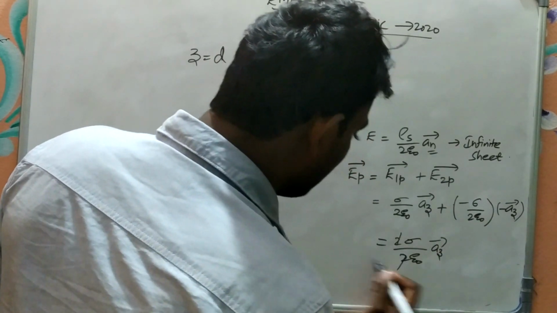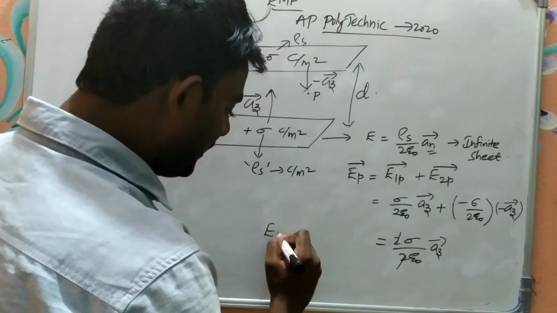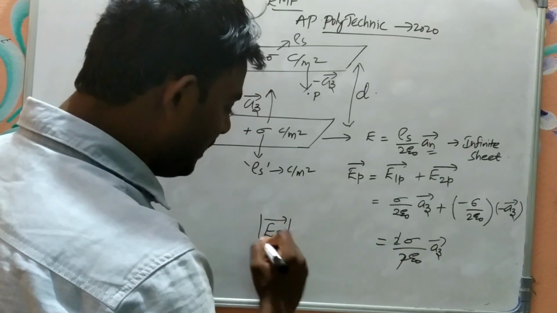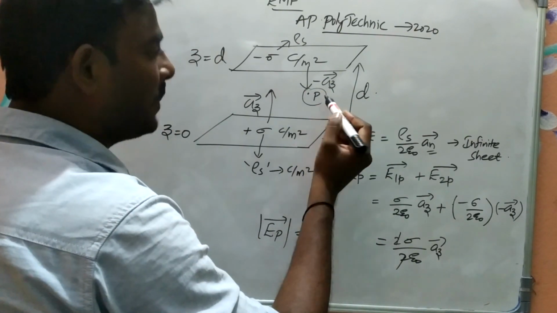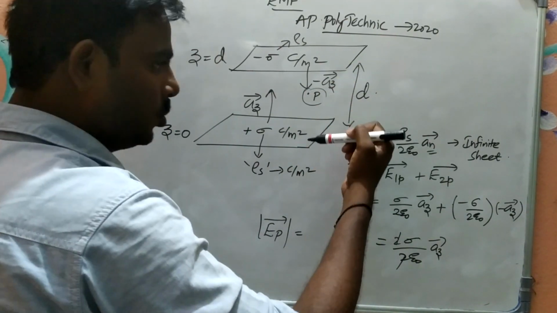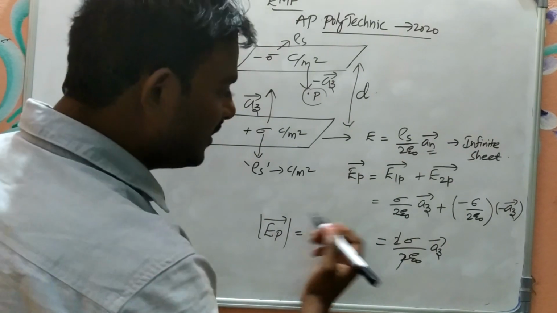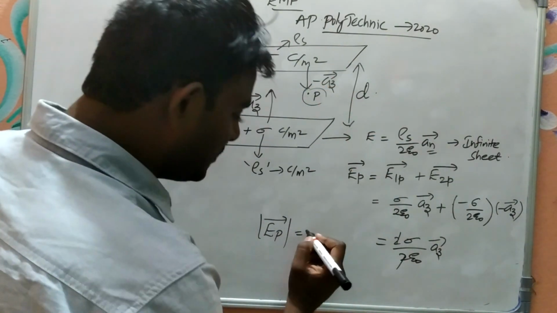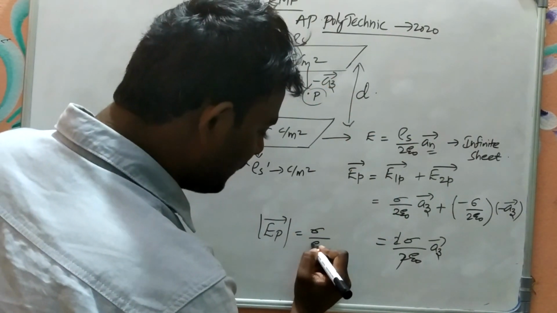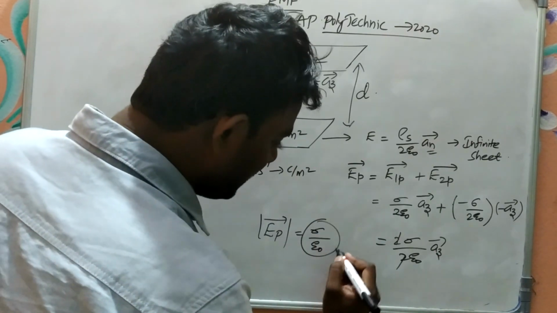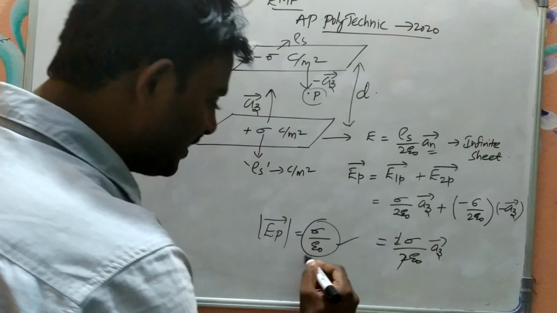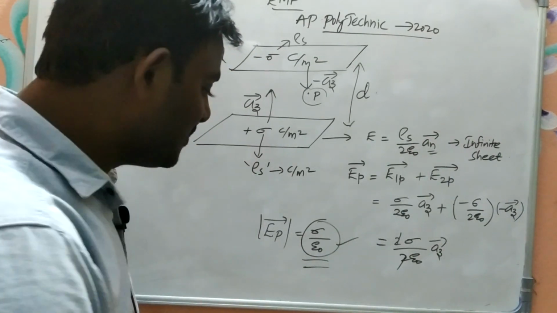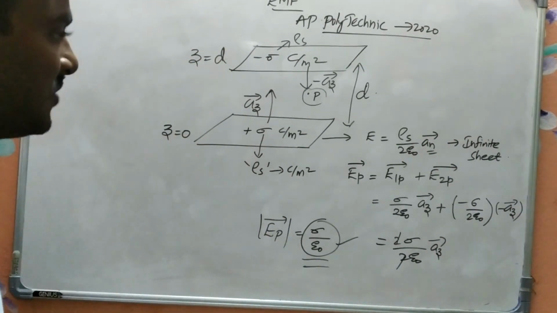So finally you get magnitude of E_P. Magnitude of E_P means the magnitude of the field intensity at any point P which is in between the two charged sheets of opposite polarity. So it is given by sigma by epsilon naught. So this is given as the first option in the question paper. So this is the correct answer, sigma by epsilon naught. In this way you can solve this question.